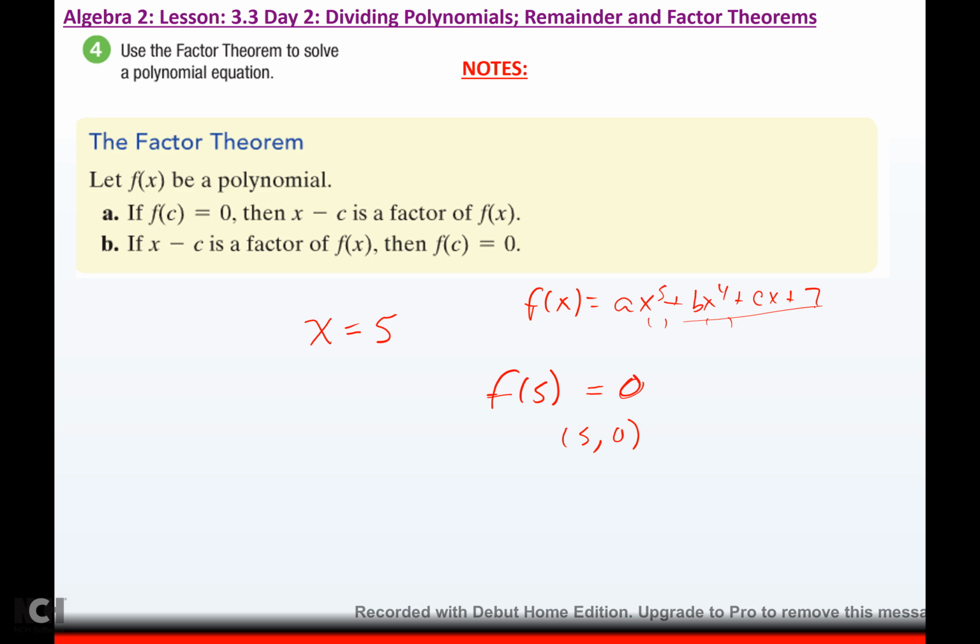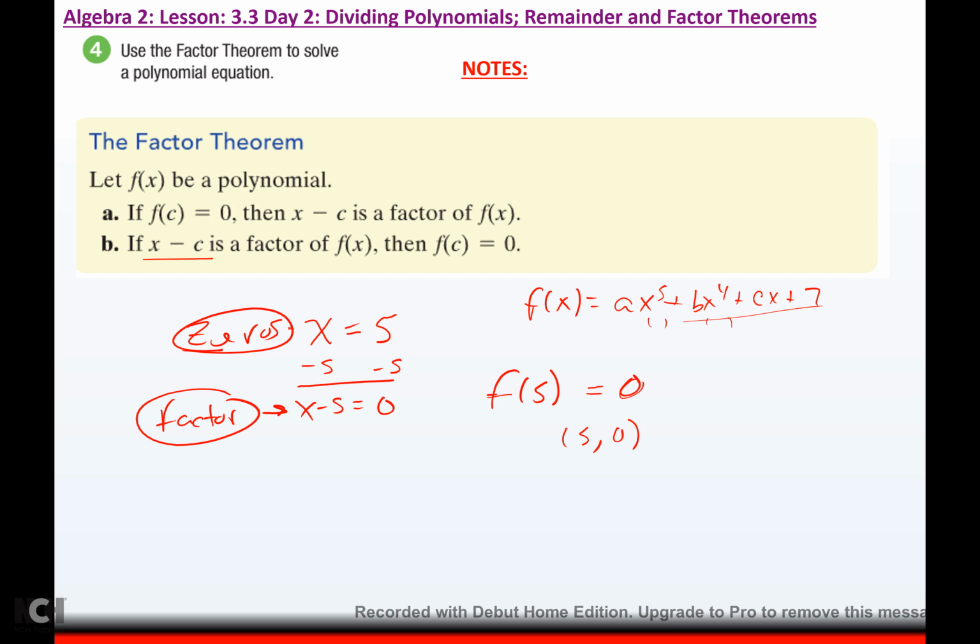So what it also says is that in this case my c would be 5. If x equals 5, then to get 0 on this side, x minus 5 equals 0. So again, we're talking about the difference between what a 0 looks like in math and what a factor looks like in math. Same information, two ways of talking about it.